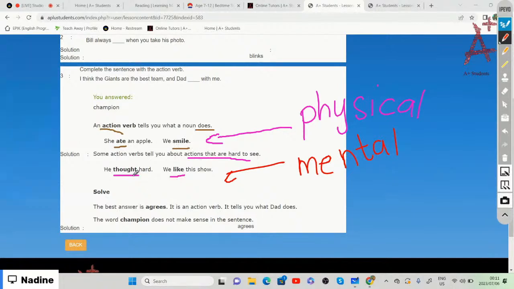Same with thought, right? It's like you're thinking, it's in your mind without even talking, without even saying anything, without even writing it down. It is a thought. Now you can maybe say something or write something down, where the physical aspect of that happens. So once again, an action is what a noun does, and some action verbs tell us about actions that are hard to see. An action verb can be either physical or mental.